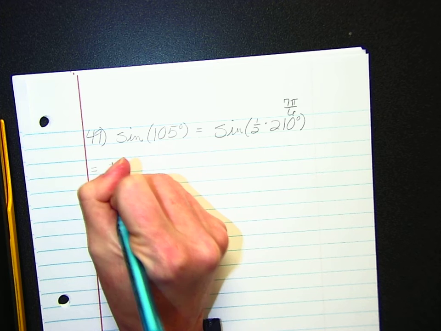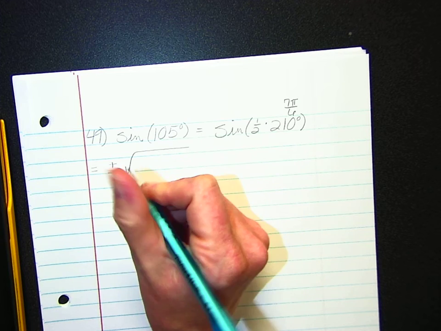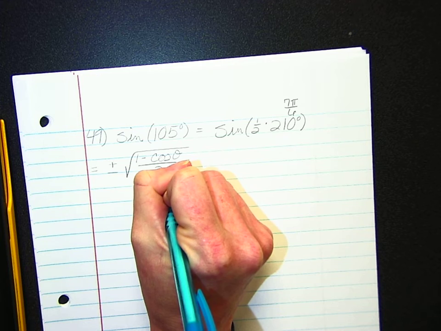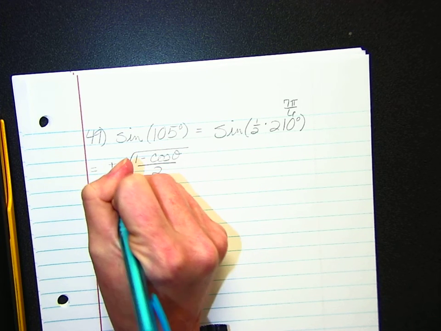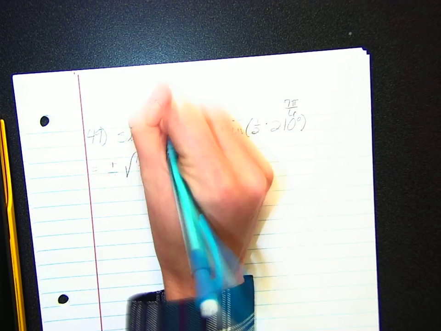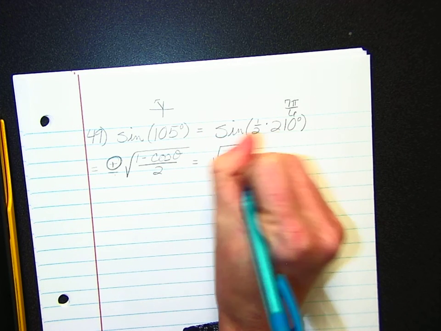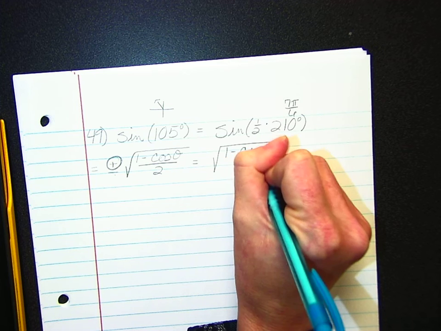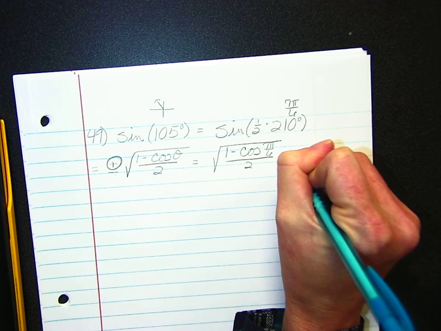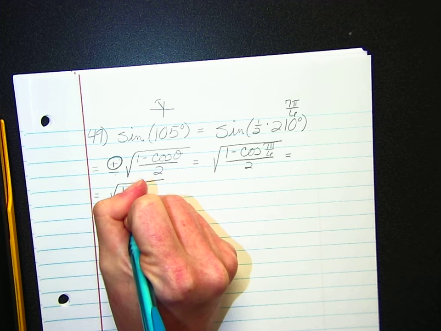All right, so my sine formula for a half angle, and we're going to give you this formula on the test, is plus or minus the square root of 1 minus the cosine of theta divided by 2. Now, I'm going to use my original angle here to pick the plus or minus. So I know 105 is in the second quadrant right here, where sine is positive. So I'm going to work with the positive version of this formula. And then everything else I'm going to do, I'm going to work with my 7 pi over 6 and divide by 2.